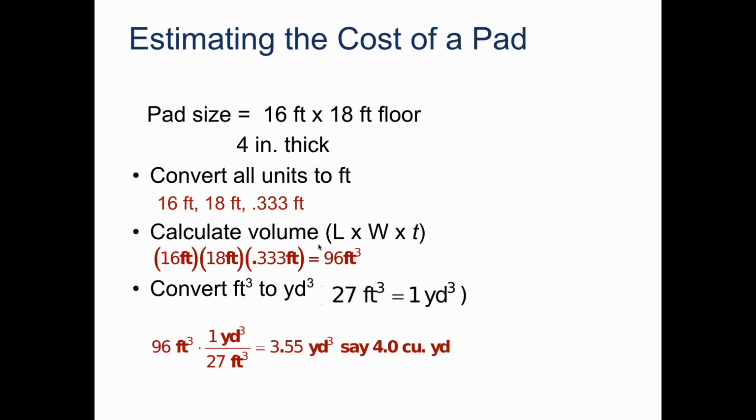So now we can calculate the volume. The volume of a rectangular prism is the length times the width times the height. We're replacing height with T, which is the thickness in this case. We multiply all those out, and we end up with 96 cubic feet of concrete, right? Thinking about that, we're probably like, that's quite a bit.